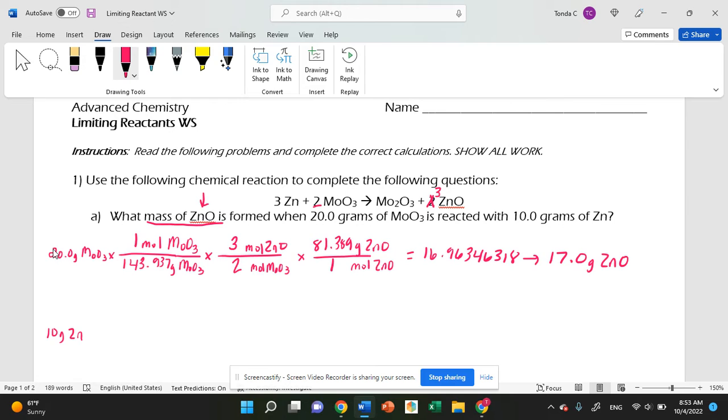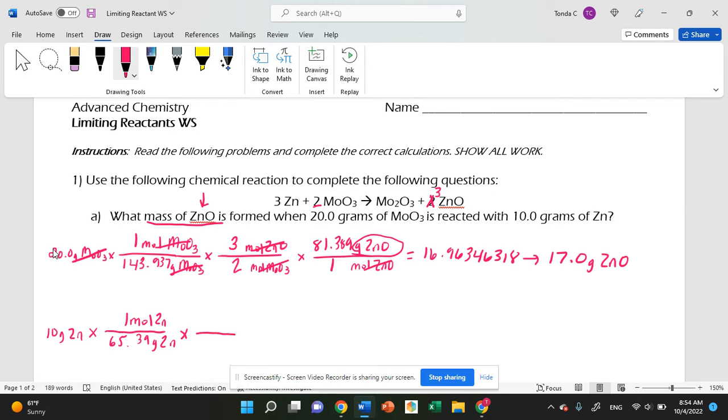Then make sure everything cancels. My grams of MoO3 cancel, my moles cancel, these moles cancel, and that leaves me with grams of ZnO, which is what I wanted. Down below, we're going to do the same conversion, but with the other reactant. We're still going to go to ZnO. So it's the same steps. I need to find my molar mass, but notice that this number is different because this is the molar mass of zinc. It's still going to be 1 mole, though.